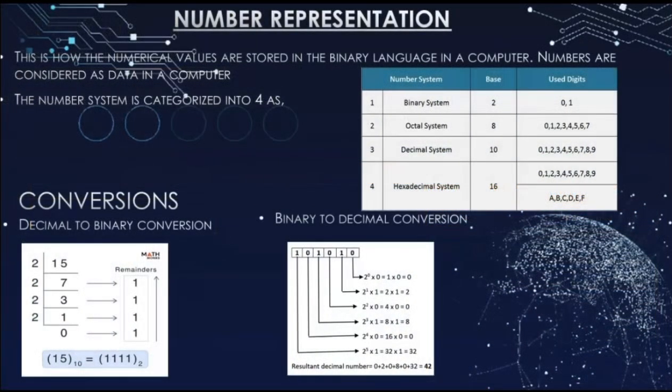Number representation. This is how numeric values are stored in binary language in a computer. Numbers are considered as data in a computer. The number system is categorized into 4: binary system, octal system, decimal system, and hexadecimal system. The bases and the digits used are given in the figure. The conversions: decimal to binary conversion is given in the figure, where every number is divided by 2 and the remainders are written. Binary to decimal conversion is also explained in the figure.